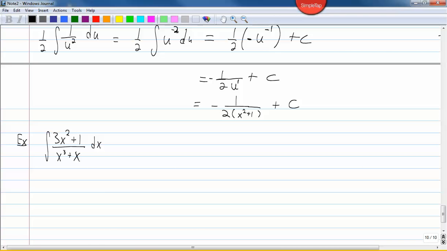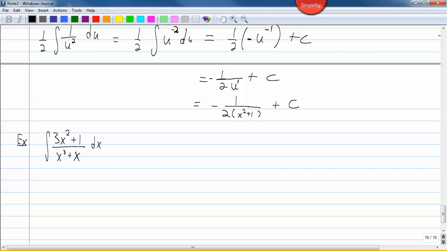So when I see this, the first thing that I think, I'm not thinking u-substitution, even though it might be. The first thing I think is, is this a natural log integral? So I'll look at the denominator, and if in your mind you can just take the derivative, 3x squared plus 1, is that what's in the numerator? Yes. So it's a natural log integral.